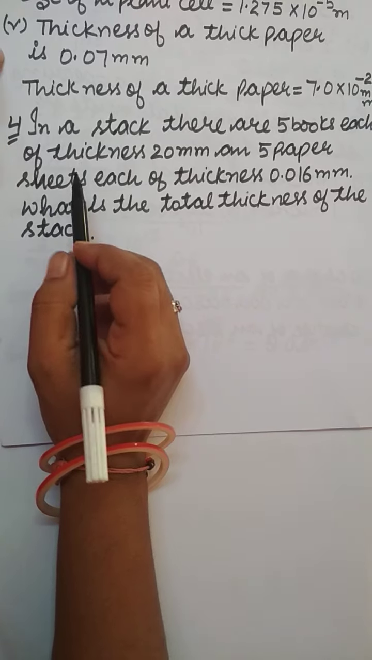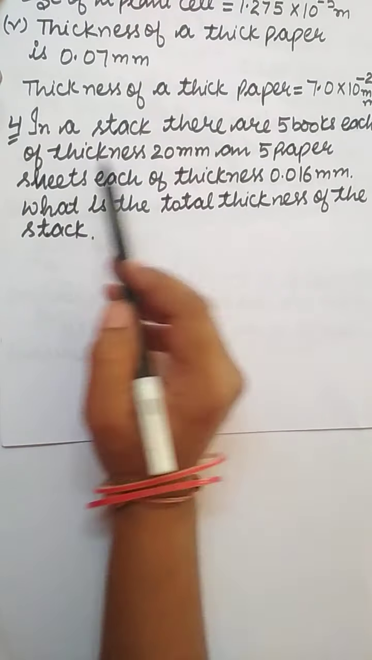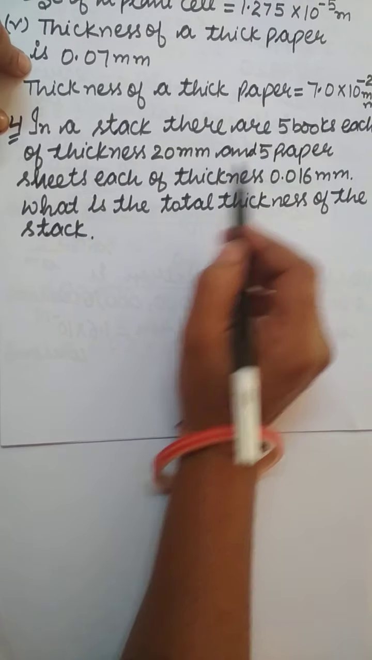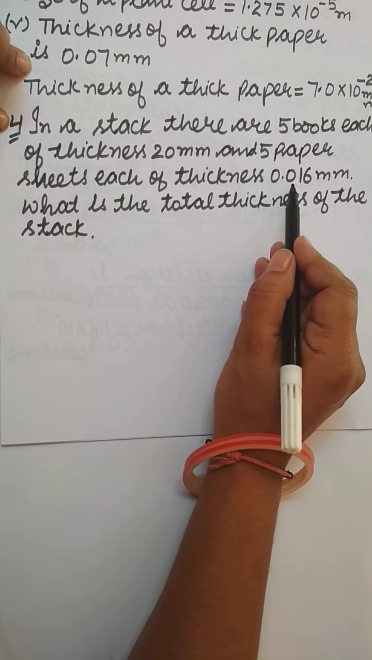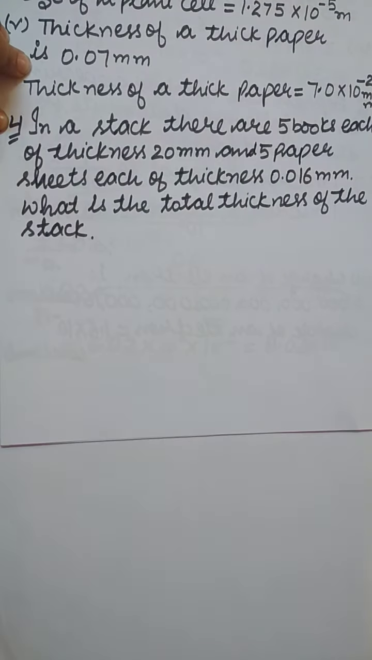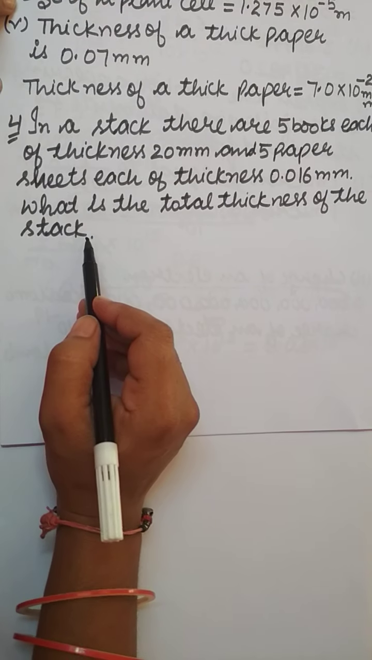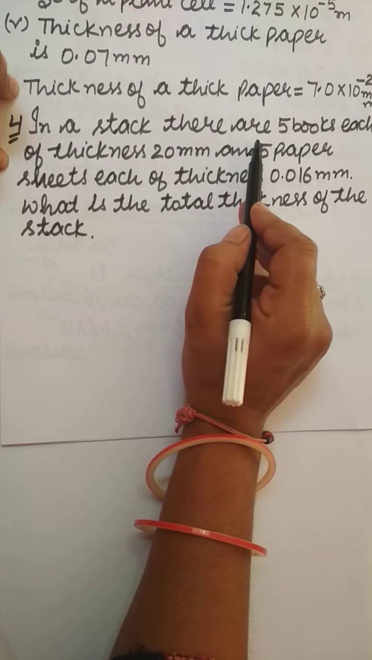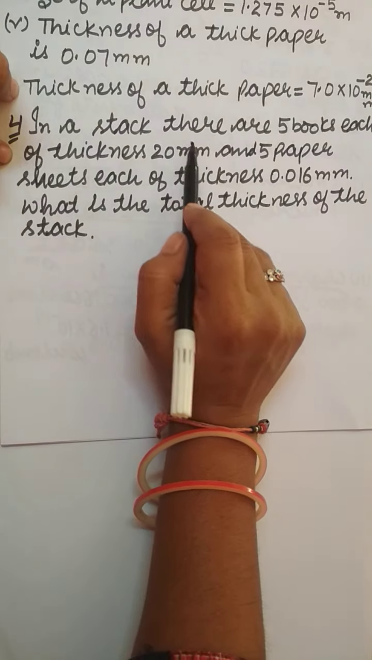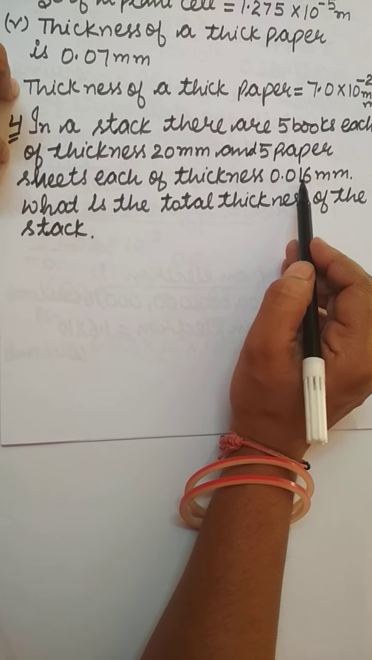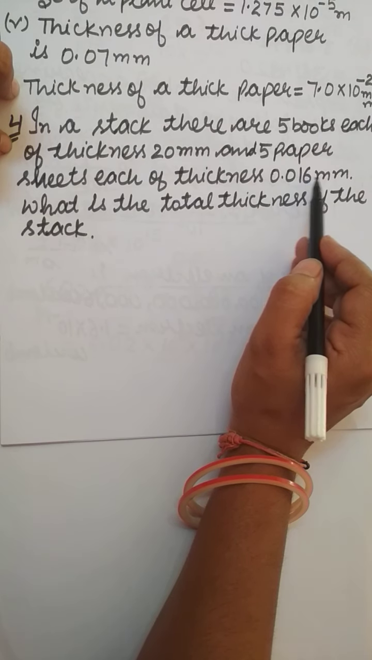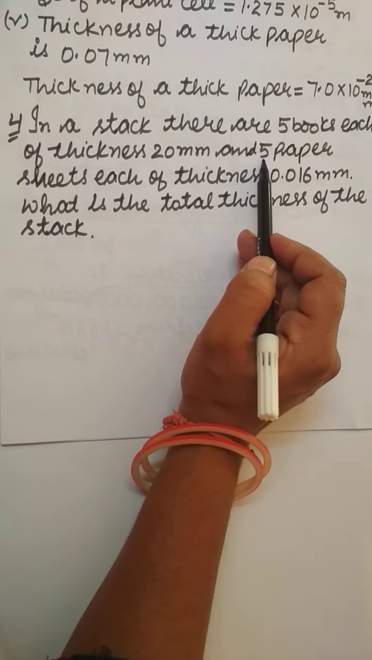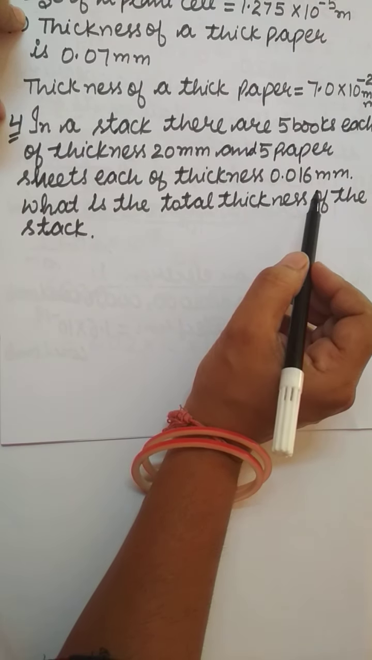Next is question number 4. In a stack there are 5 books, each of thickness 20 mm and 5 paper sheets, each of thickness 0.016 mm. What is the total thickness of the stack? As there are 5 books and 5 sheets in the stack, thickness of one book is 20 mm and thickness of one sheet is 0.016 mm. So firstly we will find out the thickness of 5 books as well as the thickness of 5 paper sheets. Then we will find out the total thickness of the stack.